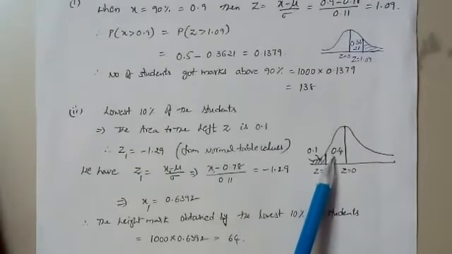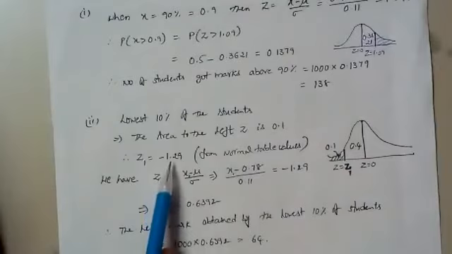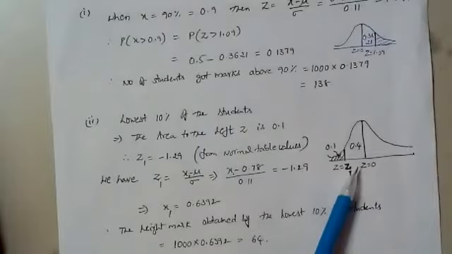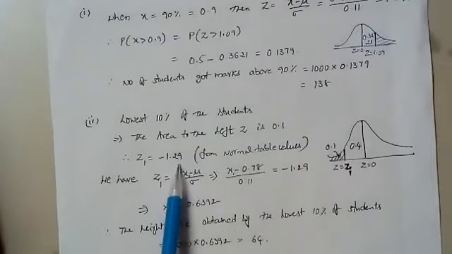Now if you know this area, can you find this z value? Yes. How can we find it? According to the table values. In the middle you will have all the areas. So according to this area you can get the z values. So what z value did we get here? Minus 1.29. Why have we taken this minus? Because we have the least 10% of the students. So this least part is this side only, negative value. That's why z1 is equal to minus 1.29.